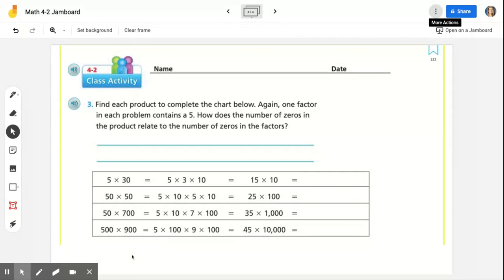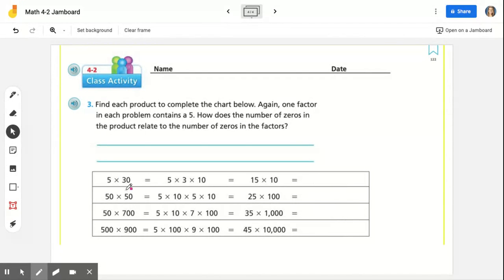So let's take a look at this chart. We have 5 times 30, 50 times 50, 50 times 700, and 500 times 900. And again, our first factors all contain the number 5. And the book then does an equal sign and breaks apart each of the place values for each of the factors. And then in the second equation over here, we have the answer to our math fact times how many zeros we ignored. And then we're going to be finding the answer.